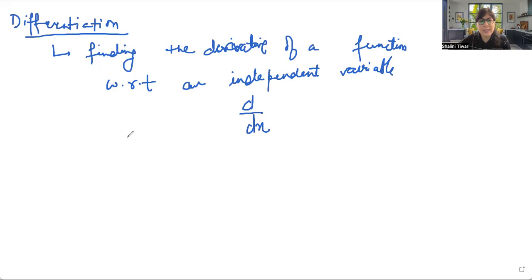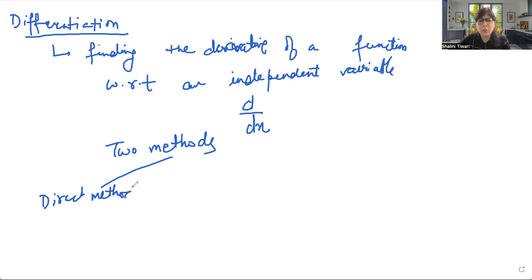So differentiation has two methods. One is the direct method, where we just use the formula, like sin x becomes cos x, x square derivative is 2x. So in one line you can easily get the solution.